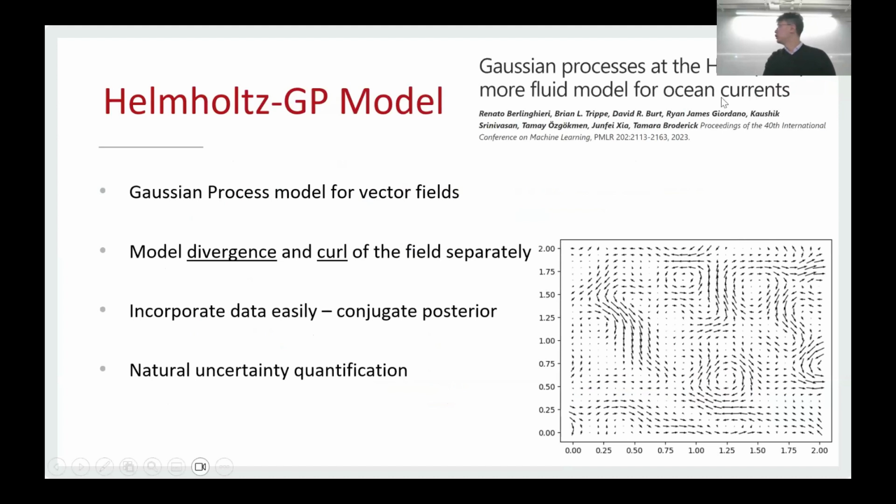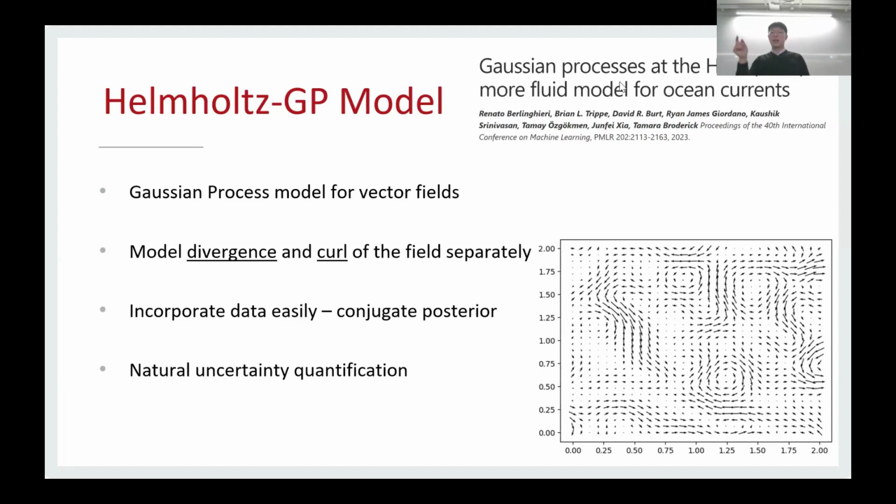So this is not really a new model. People have been studying it in oceanography and machine learning. The important takeaway is that it's a nice way to model a vector field. It can model the divergence and curl separately. That is often of interest in a lot of the applications, because they are interested in very special properties about these currents.